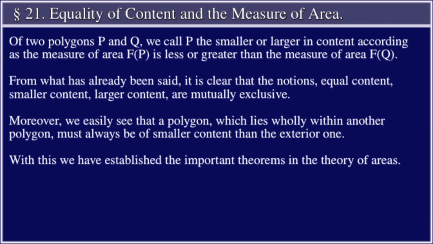Of two polygons P and Q, we call P the smaller or larger in content according as the measure of area f of P is less or greater than the measure of area f of Q. From what has already been said, it is clear that the notions equal content, smaller content, larger content are mutually exclusive. Moreover, we easily see that a polygon which lies wholly within another polygon must always be of smaller content than the exterior one. With this, we have established the important theorems in the theory of areas.